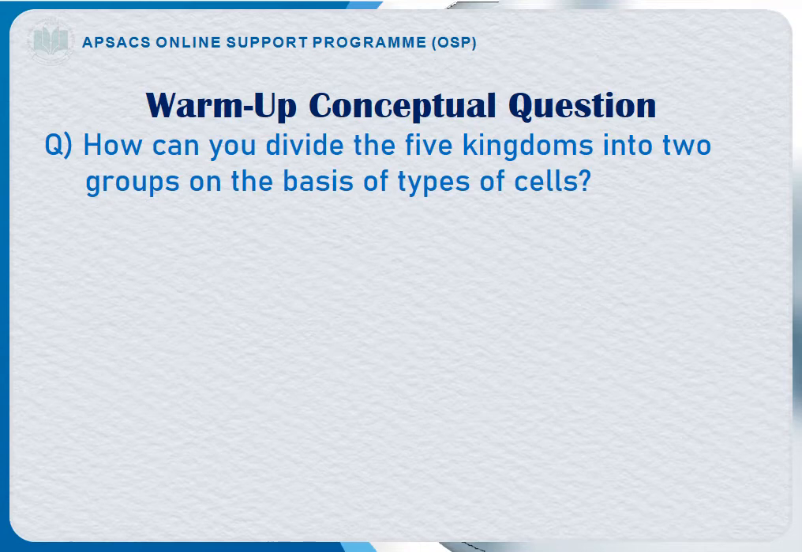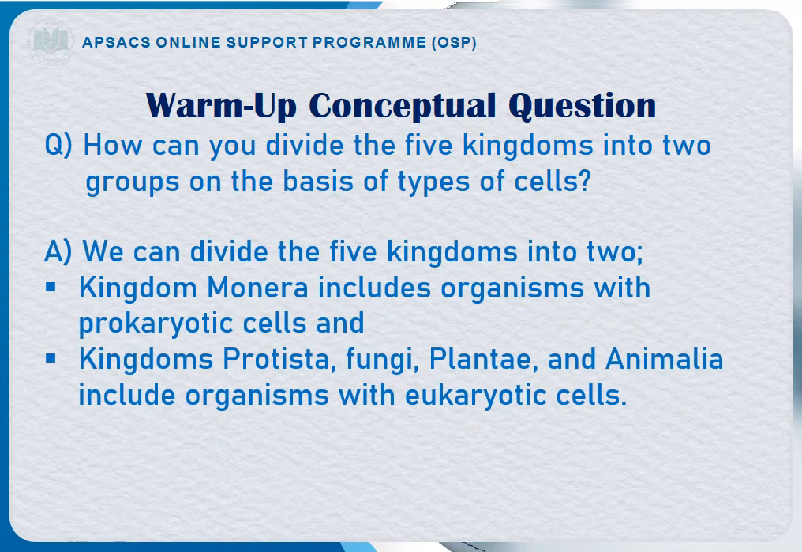Warm-up conceptual question. Dear students, how can you divide the five kingdoms into two groups on the basis of types of cells? We can divide the five kingdoms into two. Kingdom Monera includes organisms with prokaryotic cells, and Kingdoms Protista, Fungi, Plantae, and Animalia include organisms with eukaryotic cells. So we can divide the five kingdoms into two groups on the basis of prokaryotes or eukaryotes.